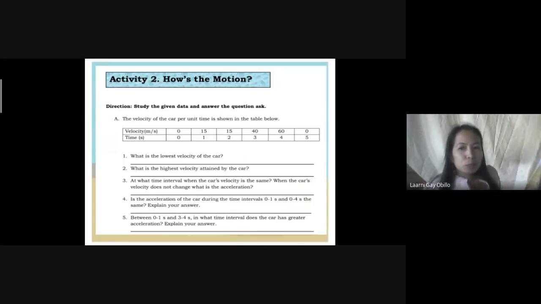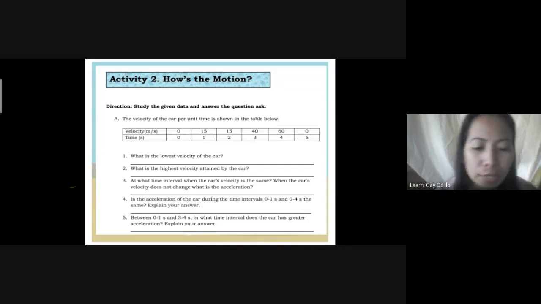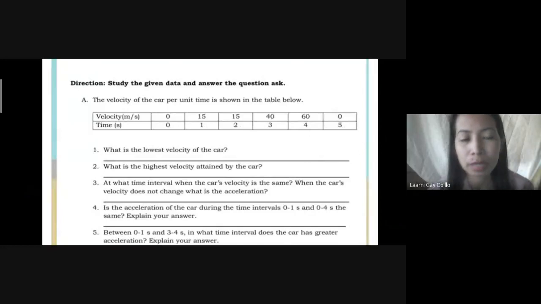okay, how's the motion? So we are going to study the given data and answer the questions asked. Okay, so meron tayong velocity dito sa table. At first, 0 time and 0 velocity. At 1 second, we have 15 meters per second velocity. At 2 seconds, 15 meters per second. At 3 seconds, 40 meters per second. At 4 seconds, 60 meters per second. And at 5 seconds, 0 meters per second.